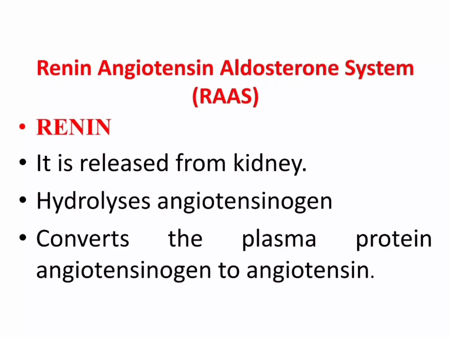First is renin. It is released from the kidney and hydrolyzes angiotensinogen. It converts the plasma protein angiotensinogen into angiotensin. So renin will convert the angiotensinogen into angiotensin. This is about renin.